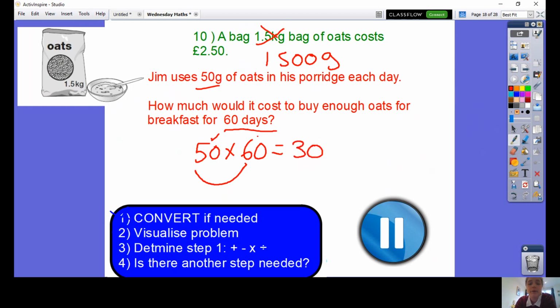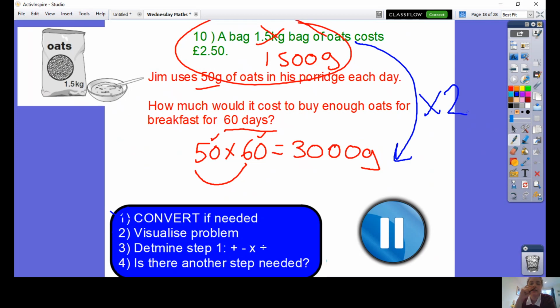And then because both of these numbers were 10 times bigger, the product also needs to be 10 times bigger. Okay, so I need 3,000 grams of porridge. How many bags is that? How many 1.5 kilogram or 1,500 grams is that? Well done if you notice that's 2 bags.